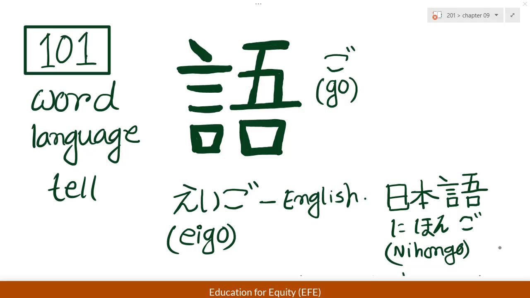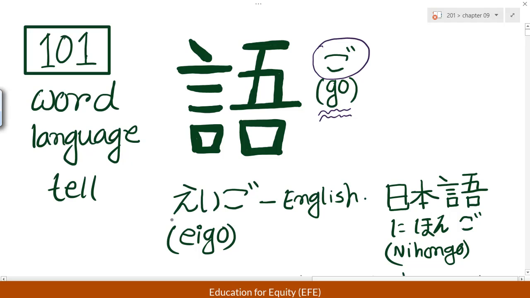Word, language, or to tell or say something. In that case, that kanji is used basically. So here is one sound only, "go", just this sound, only one sound at the N5 and N4 level. So the sound is "go", only one sound.